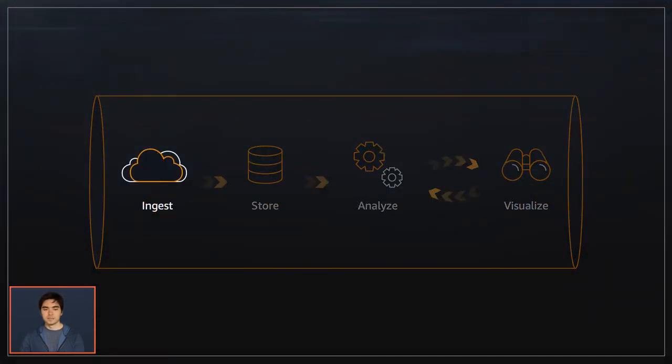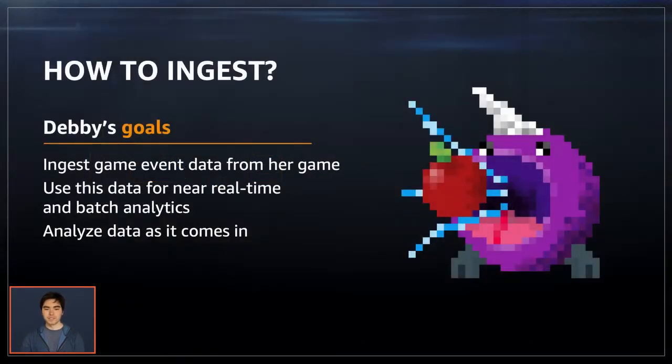So let's start to get into this. The first step is ingest. So let's take a look at what Debbie's goals are for the ingest stage. So first thing she wants to do is make sure that she's ingesting game event data from her game into the pipeline. And she wants to be able to use this data for both real-time and batch analytics.